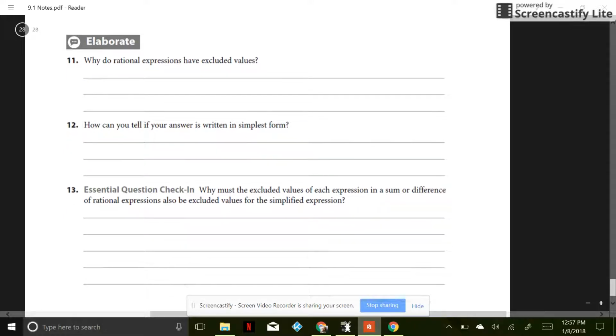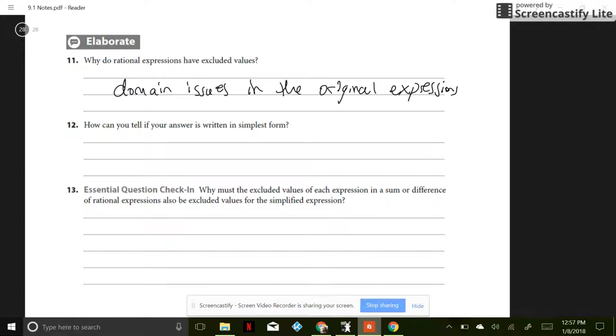So last thing we want to talk about, a couple things here. Why do rational expressions have excluded values? Because you might have domain issues in the original expressions. Anytime you are possibly dividing by 0, you're going to have a domain issue. So you've got to check those out at the beginning before you do anything else. Before you change anything, before you simplify anything, those domain issues are coming from the original equations.